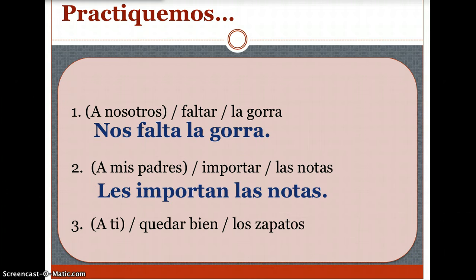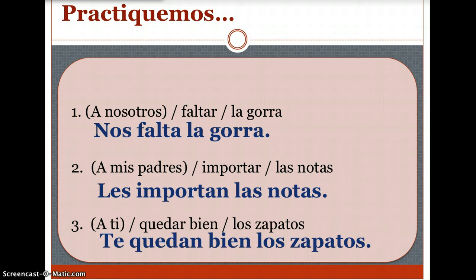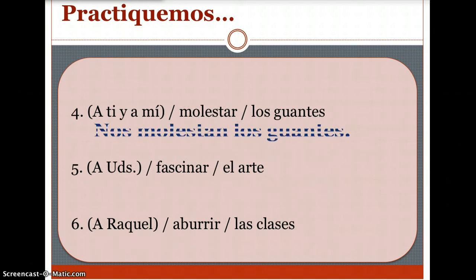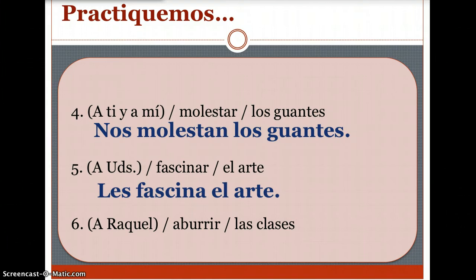A mis padres les importan las notas. A ti te quedan bien los zapatos. A ti y a mí nos molestan los guantes. Notice, a ti y a mí es la forma nosotros. So we chose nos as our IDOP, and molestan is plural because los guantes are plural. Número 5. ¿A ustedes les fascina el arte? 6. ¿A Raquel le aburren las clases?